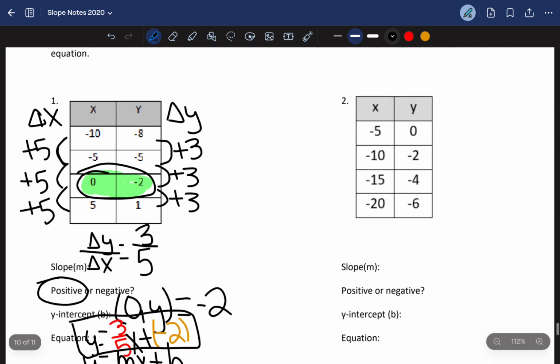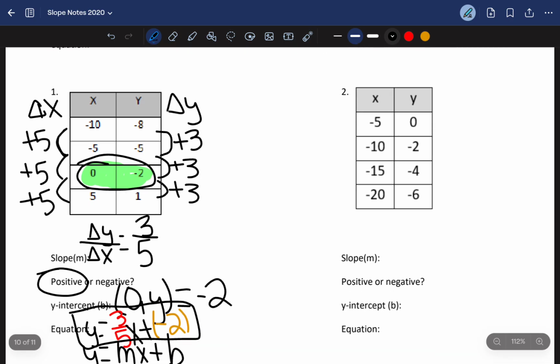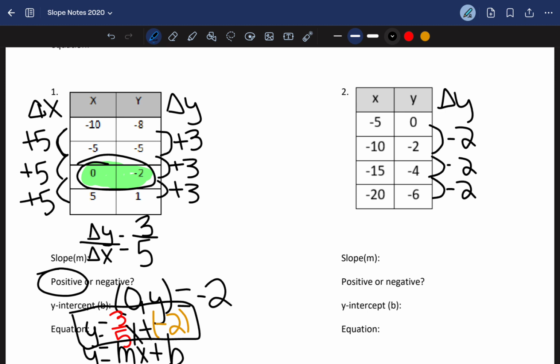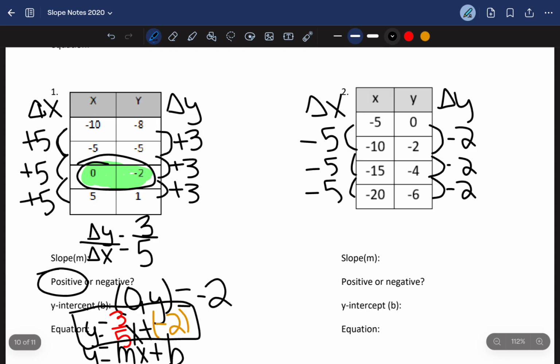Okay, so same thing. We're going to start with our change in y values. So from 0 to -2, I'm getting further away from 0. So that tells me I'm subtracting 2, and then subtracting 2. And then now I'm going to look at my change in x values. So it looks like I'm getting away from 0 because the number itself is getting bigger and it's negative. So I noticed that I subtracted 5, minus 5, minus 5.